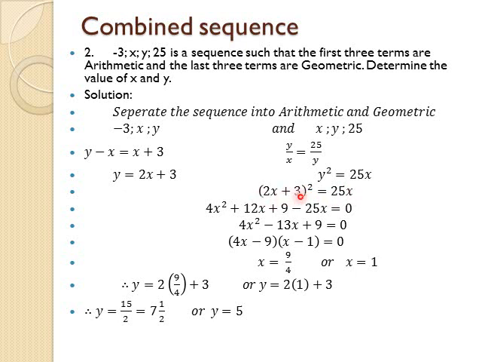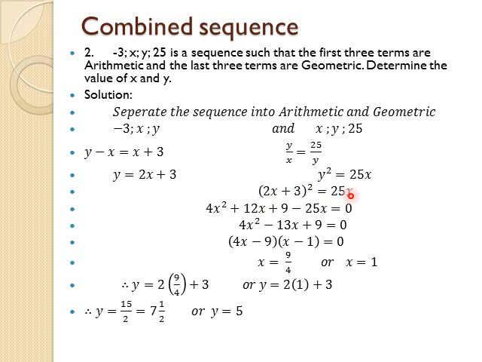Right, and yes, squaring a binomial, don't forget the middle term. So 2x times 2x would give me 4x squared. 3 times 3 would give me 9. For the middle term, I say 2x times 3, which gives me 6x. 6x times 2 then gives me 12x.